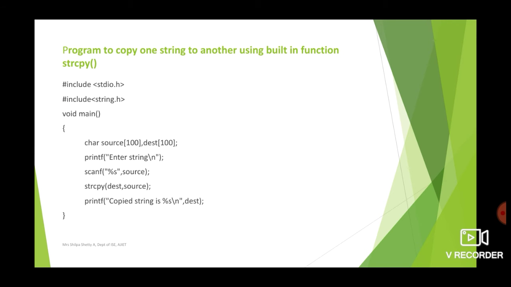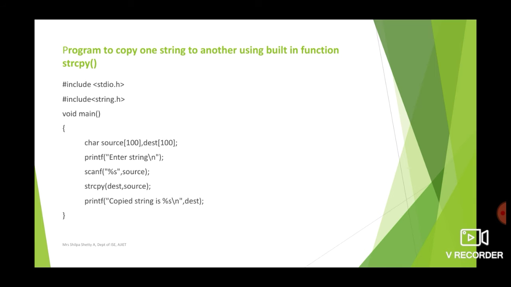Program to copy one string to another using the built-in function strcpy. #include <stdio.h>, #include <string.h>, void main, char source[100] and destination[100]. These are the two strings that are available, source and destination. printf("Enter string"). Let us read the source string here: scanf("%s", source). Remember there is no ampersand here because we are reading a string. With respect to strings we don't use ampersand in scanf.